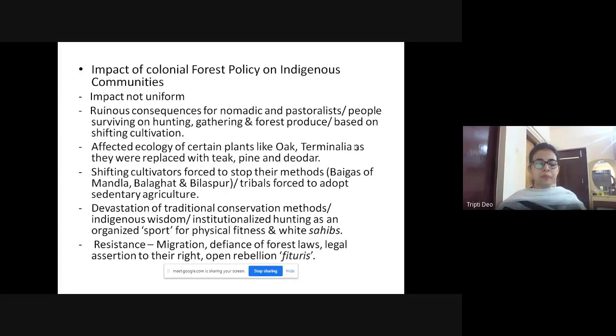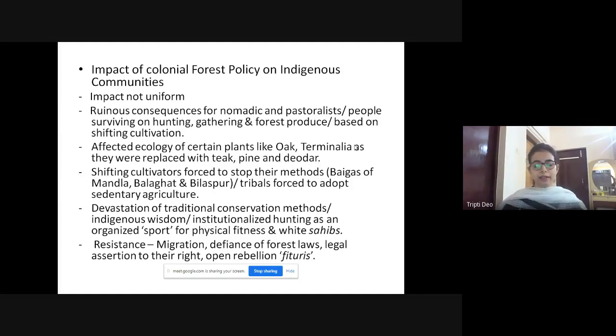So these were primarily groups of people who were being deeply impacted, badly impacted by the colonial forest policy. And I'm sure now you're a bit clear on why they were being impacted. I've already explained a couple of points related to this in my previous slides. It also affected the ecology of certain plants.